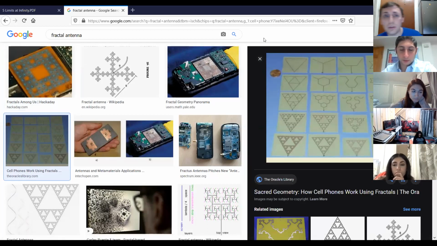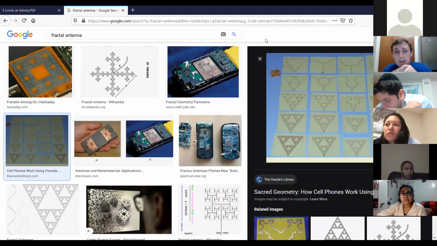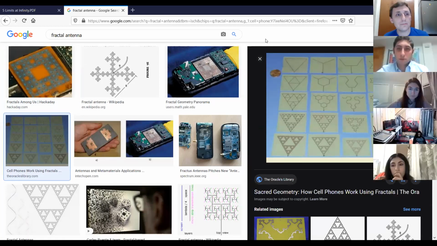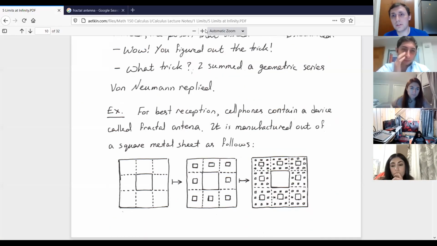Now, we will not go in this class and try to understand why such an antenna is good for receiving and sending signals, we are too primitive for that at the moment. But we will learn how to manufacture it and become rich along the way. Are you ready? So here is the manufacturing process.